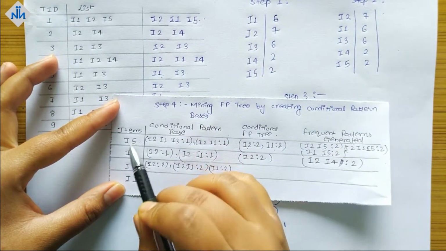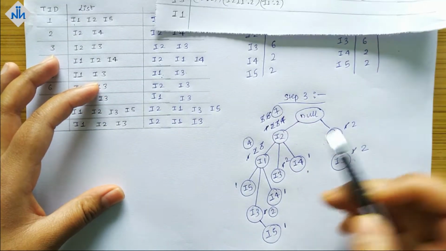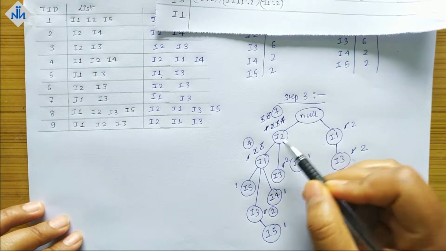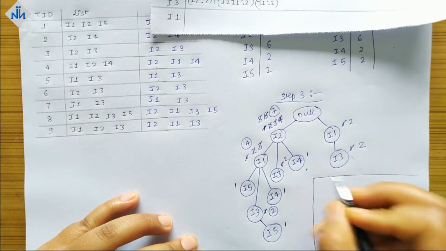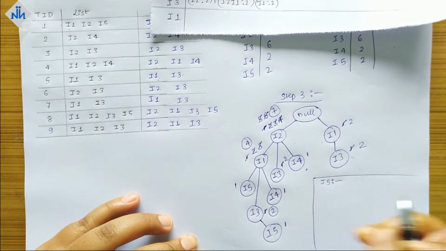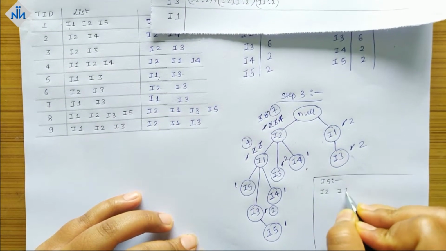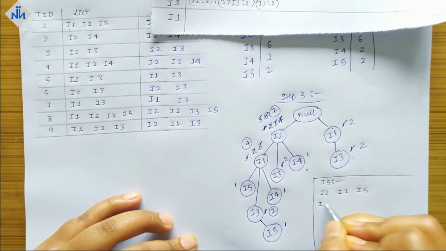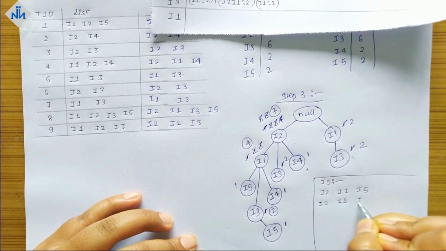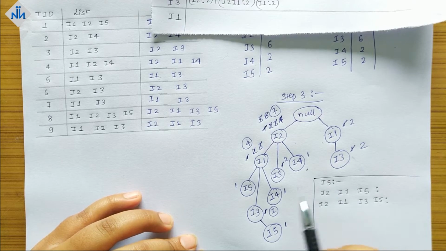We will start with I5. To find the conditional pattern base, first we find the path. For I5 we have I2, I1, I5, and I2, I1, I3, I5. So first step, find out the path. Second step, what is the final destination frequency?